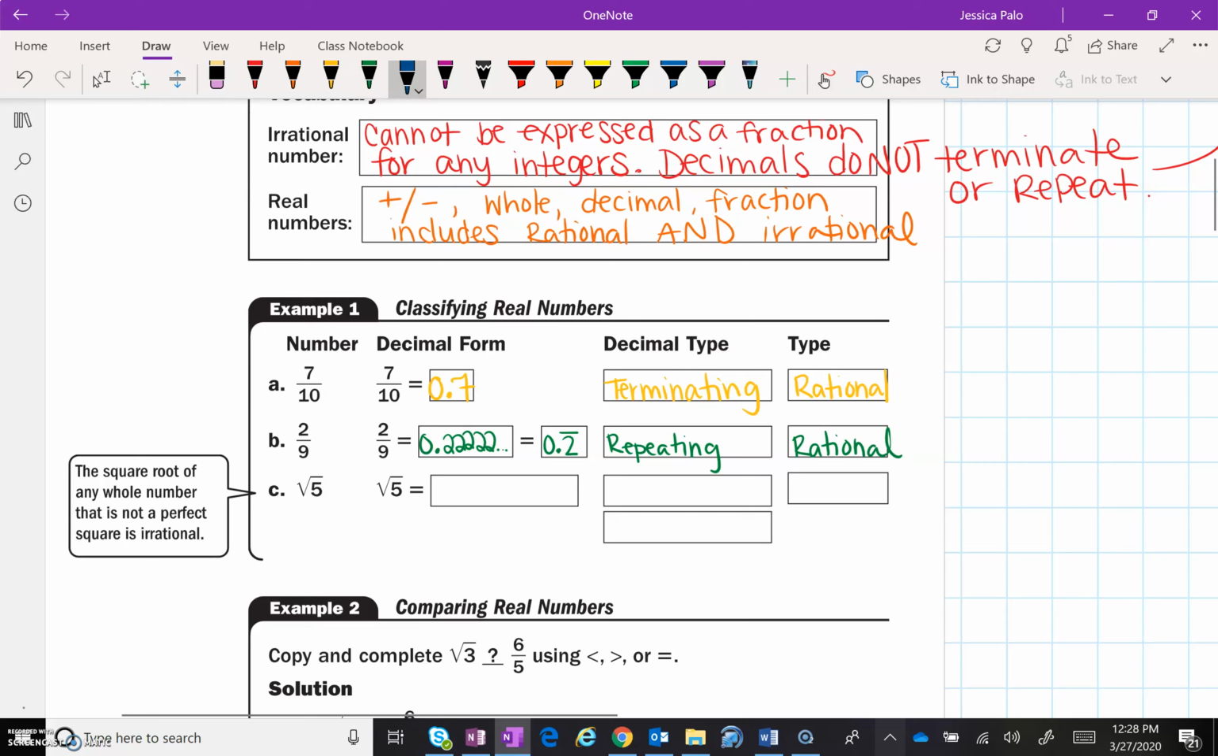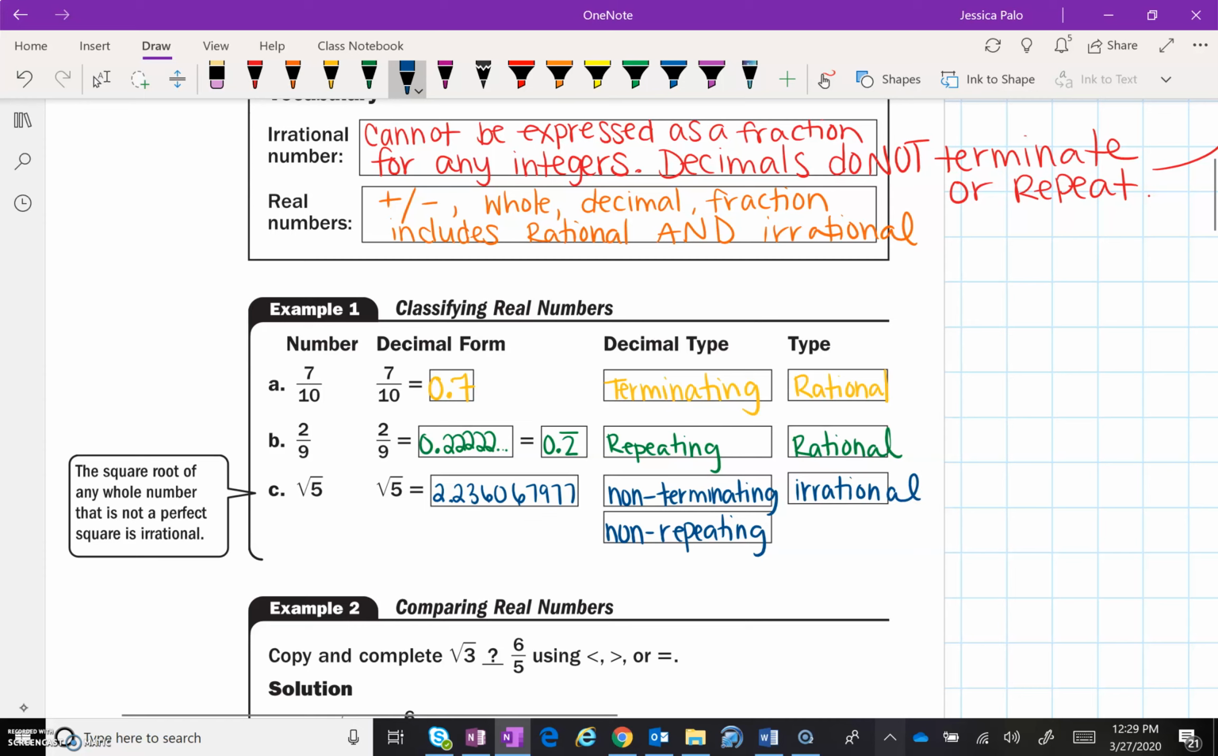Now the last one we are going to do in this example is radical 5. Radical 5 you're going to have to put in a calculator. What we get for radical 5 when we put it in the calculator is 2.23606797775. My calculator ends at 5. I don't know where yours is going to end, but I don't see any patterns in this decimal, and I don't see it ending anytime soon. So this is a non-terminating, meaning it doesn't end, non-repeating decimal. It doesn't end, and there are no patterns. So this is 100% irrational. This is an irrational number.